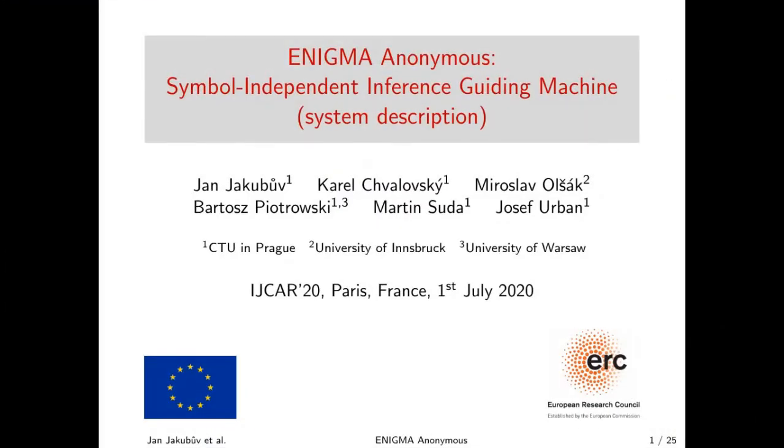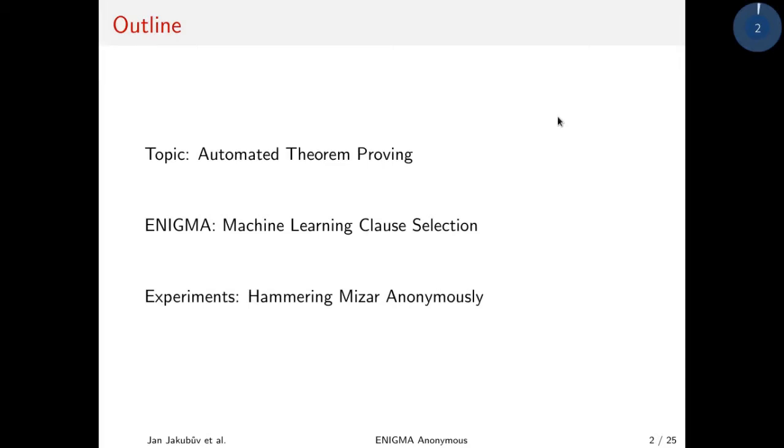Anonymous. Hello, welcome to the presentation of our system description called Enigma Anonymous. Symbol Independence Inference Guiding Machine. The main topic of this talk is automated theorem proving, so we will start with a short, brief introduction to automated theorem proving. Then we will move on to the description of the Enigma system and how we use machine learning inside automated theorem proving. And then we will conclude with some experiments we did on Mizar Mathematical Library.